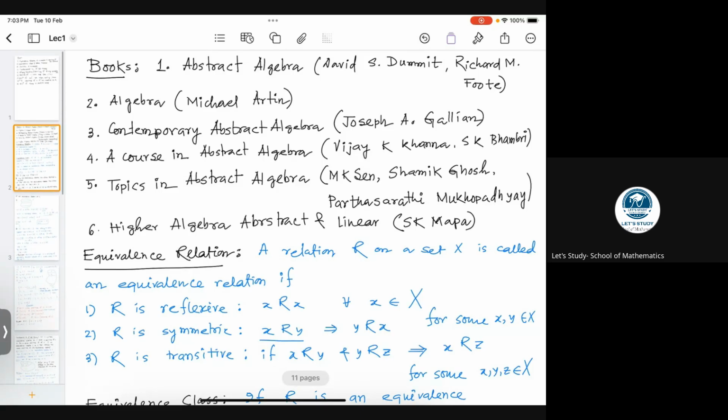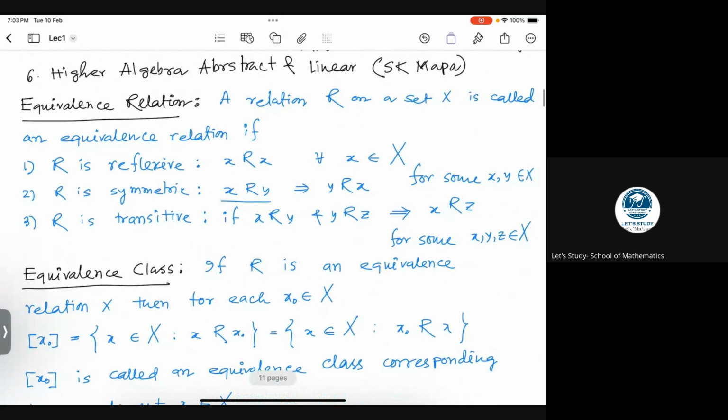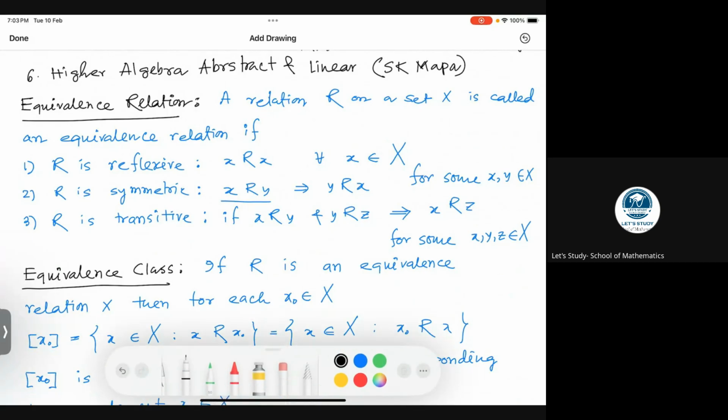Okay, see. So, this is a revision class. In the future two lectures, I will recall the last 6 lectures. Okay. So now see, it is already written. So it will be first.